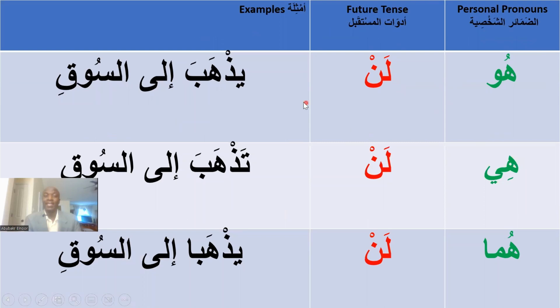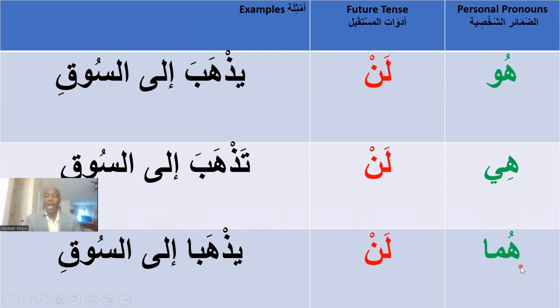Okay, moving to the third person, هو, he. هو لن يذهب إلى السوق. He will not go to the market. See the same present tense here, but we insert لن. Here, she will not go to the market.